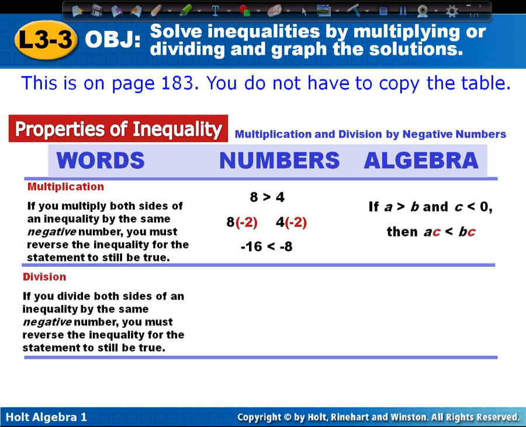If you divide both sides of an inequality by the same negative number, you must reverse the inequality for the statement to still be true. So here I have 12 is greater than 4, and if I divide both of those by negative 4, I get negative 3 and negative 1. For this to be true, negative 3 is less than negative 1, and I had to flip that inequality sign over. So basically what this is saying is anytime I multiply or divide by a negative number, I have to flip my inequality symbol around.